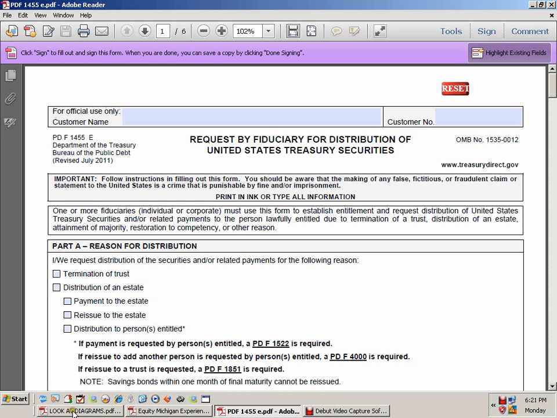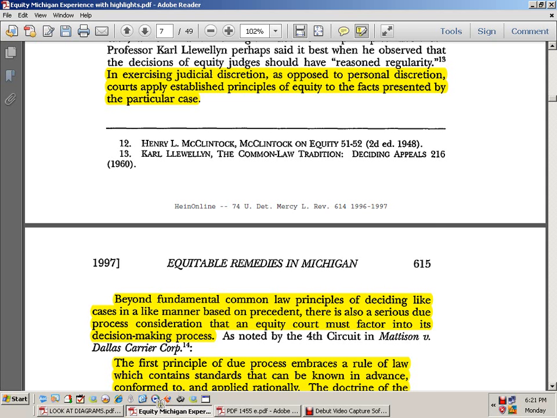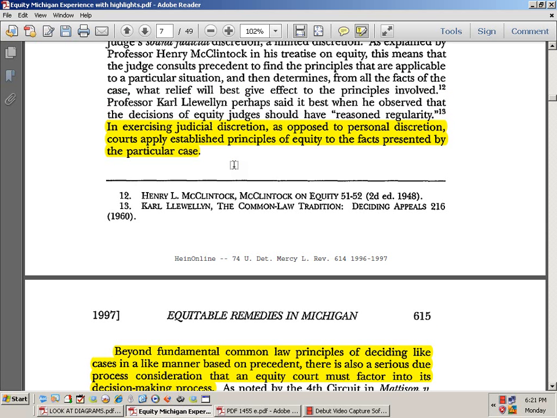So before we get on with equity, or as we get on with equity: in exercising judicial discretion as opposed to personal discretion, courts apply established principles of equity to the facts presented by the particular case. So equity courts have established principles of equity. Those are called the maxims of equity, and they're applied to the facts presented with a particular case. How can you take a maxim of equity and use it to your advantage?